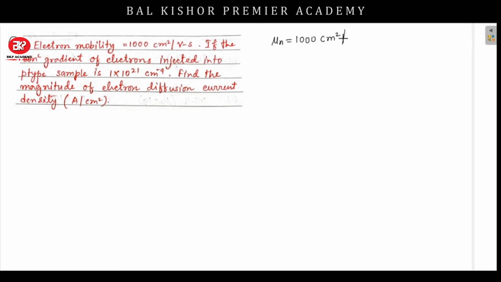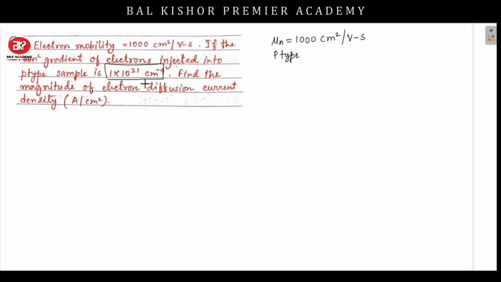centimeter square per volt second. If the concentration gradient of the electrons injected into the p-type sample, so my sample is a p-type sample, and the concentration gradient of electrons injected into the p-type sample is 1 into 10 to the power 21 per centimeter to the power minus 4.